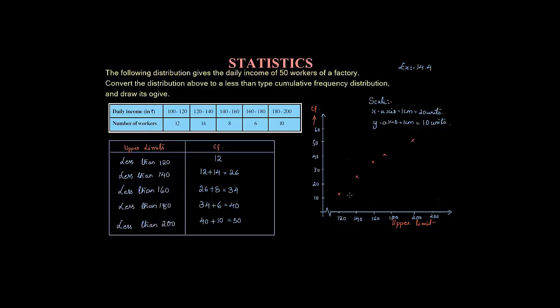Now I need to join these points with a smooth curve. Okay. Let me use a different color so that we can indicate it properly. It is also almost the same one. Fine. So this is the curve that you have got for the less than type.